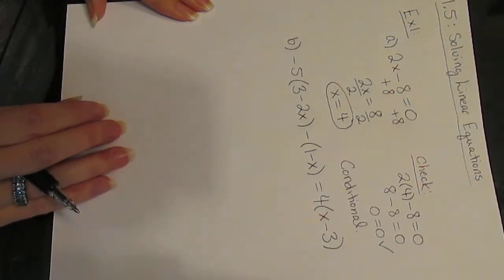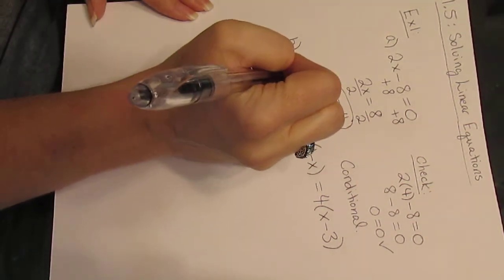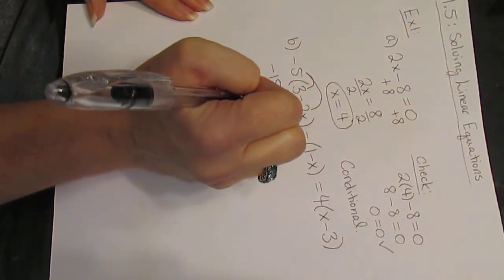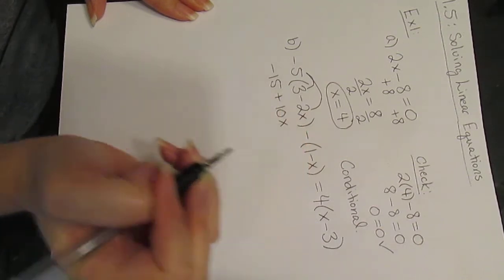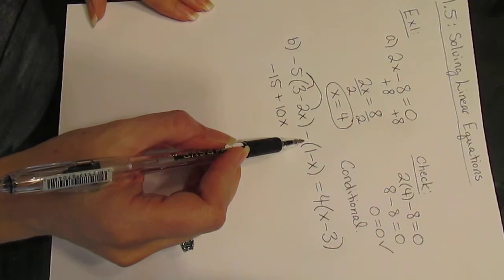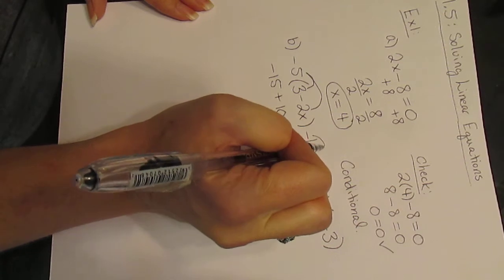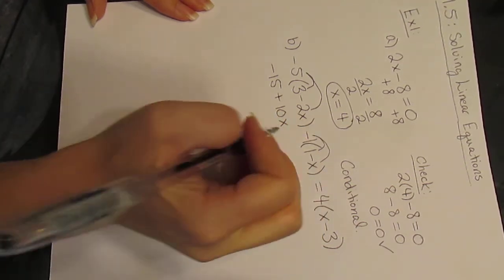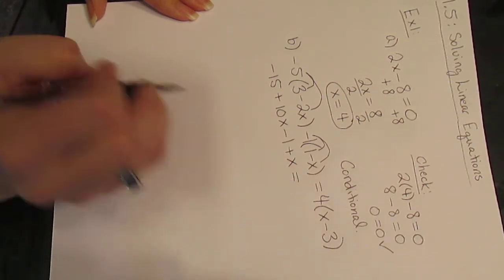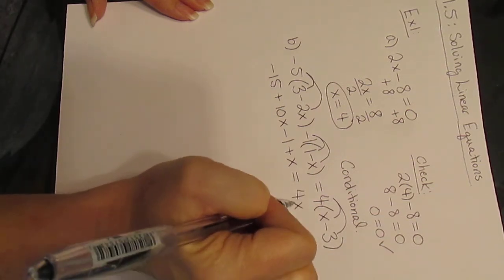Okay, in this one we need to distribute first. So I'm going to distribute the -5 through and get -15 plus 10x. And then I'll distribute the negative through, which, remember, if there's not a number written, there's known to be a 1 there. So really we're distributing a -1 through. Okay, so we've got -1 plus x equals, and then we'll distribute this 4 through. So we've got 4x minus 12.